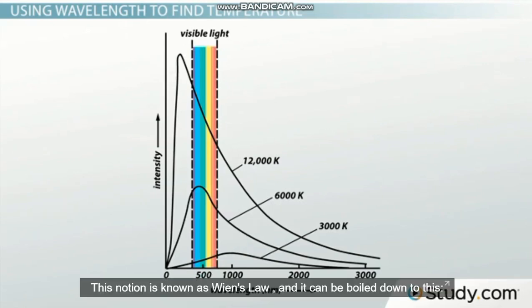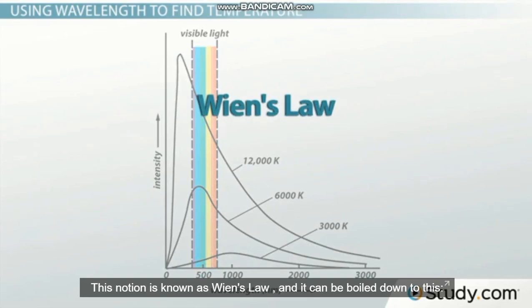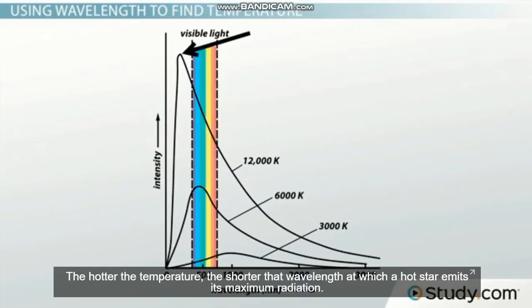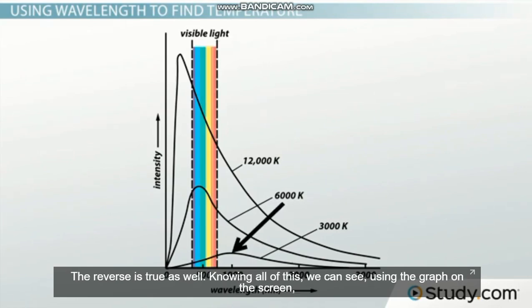This notion is known as Wien's law, and it can be boiled down to this. The wavelength of maximum intensity that a black body emits is inversely proportional to its temperature. The hotter the temperature, the shorter the wavelength at which a hot star emits its maximum radiation. The reverse is true as well.